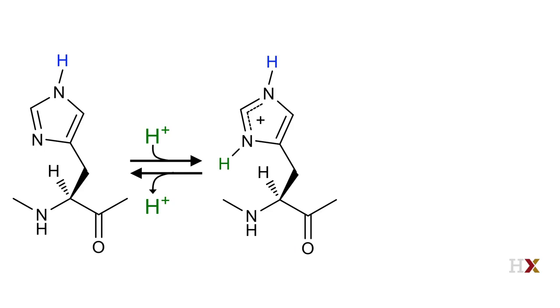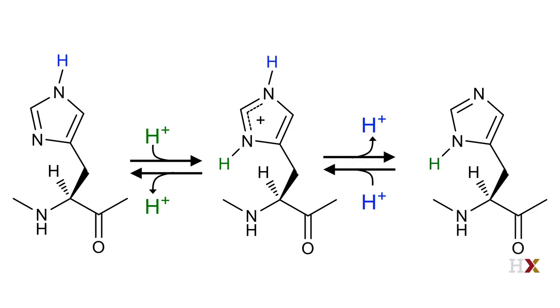active sites of enzymes. Now, histidine has a pKa for the imidazole group of its side chain of about 6, which means that it can either be uncharged or charged at physiological pH, depending on its environment. So on the left is a deprotonated or uncharged form of the histidine, whereas on the right is a protonated and positively charged form of the histidine.